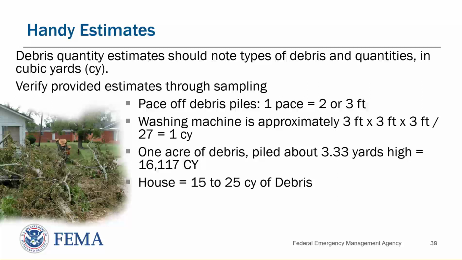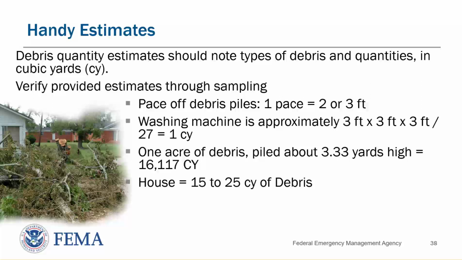So some handy estimates that you may see. If you're pacing off a debris pile, make sure you measure your pace first, but a general pace is about 2 or 3 feet. If you're looking at a pile of construction and demolition debris, your washing machine is generally 3 feet by 3 feet by 3 feet. If you divide that by 27, you get about 1 cubic yard. And everyone's seen a washing machine or a dryer. It's pretty easy to cite that off.